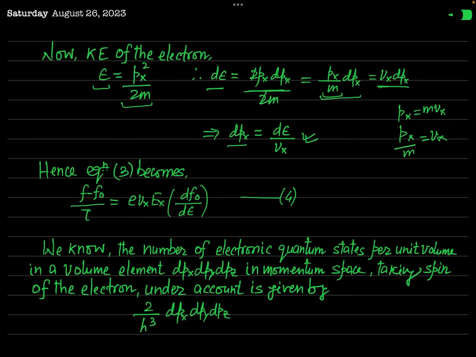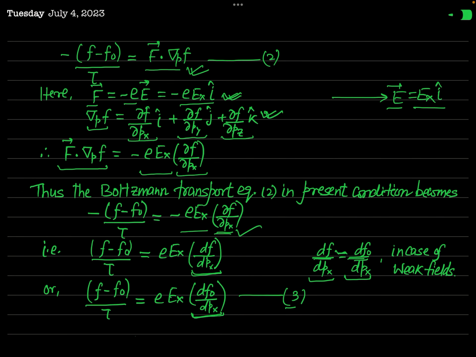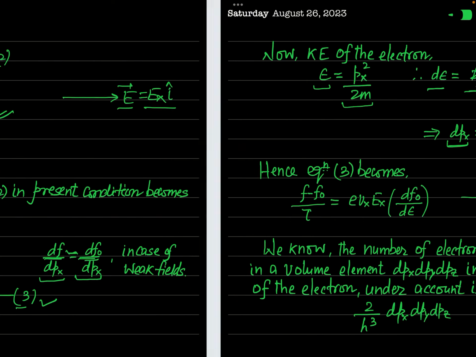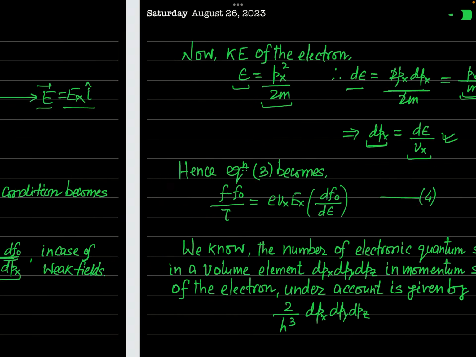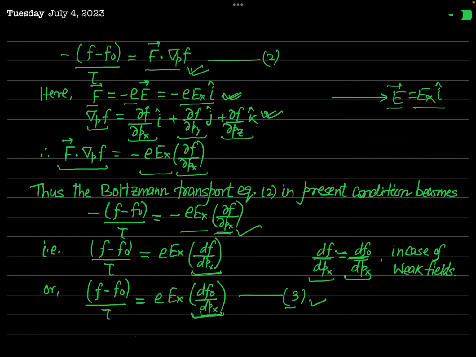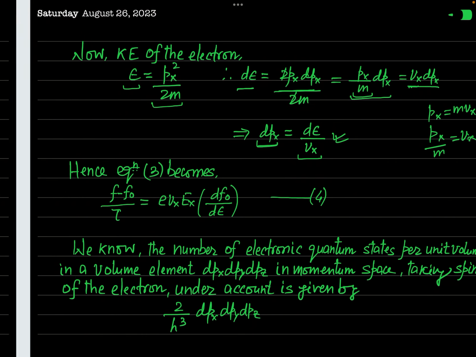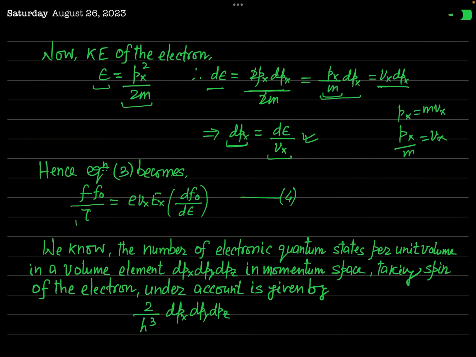Now we will replace this dpx present in equation number 3 by this d epsilon by vx. After replacing, you can see this equation becomes f minus f naught over tau equal to e times vx times Ex times df naught by d epsilon. So this is one of the forms of the Boltzmann transport equation in the present situation.